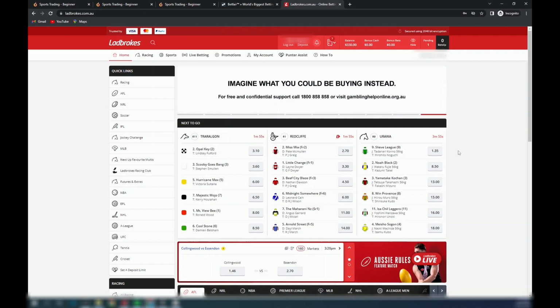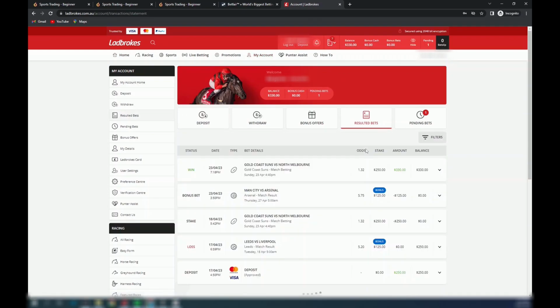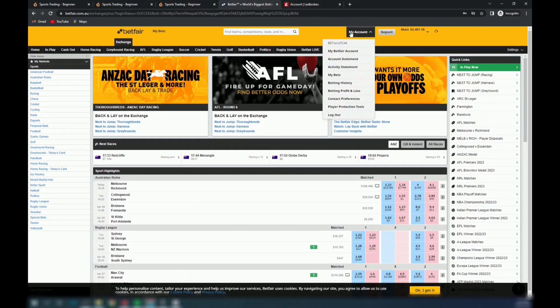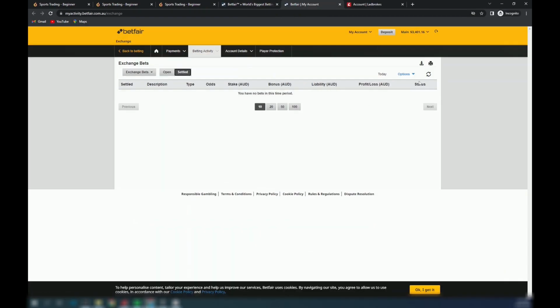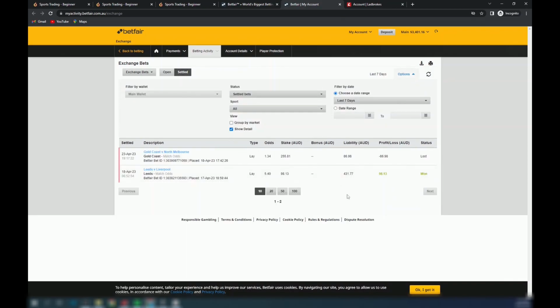So we'll start by taking a look at our qualifying trade. And to do that, we're going to first find our bookmaker bet. We'll do that by going into my account and clicking resulted bets. And you should see it come up at the top here. For our example, we had the Gold Coast Suns versus North Melbourne. And then we'll want to do the same over on Betfair. To do that, we'll go to my account, my bets. You'll click settled. And sometimes you may need to adjust the date range as well. So bets come up there.